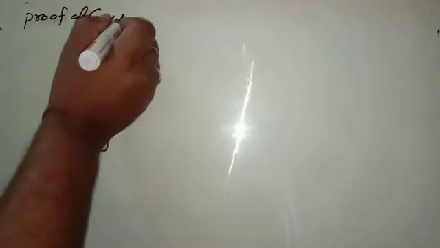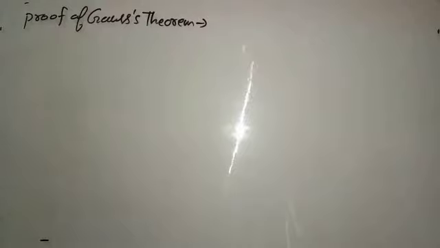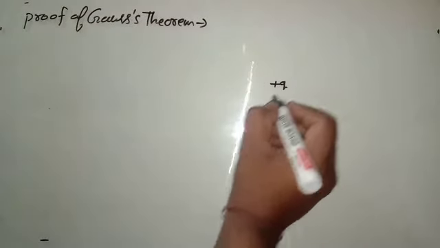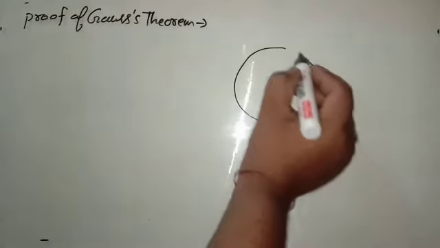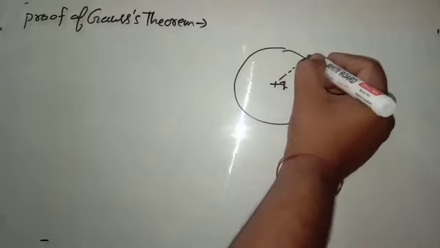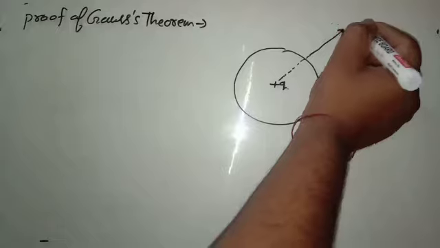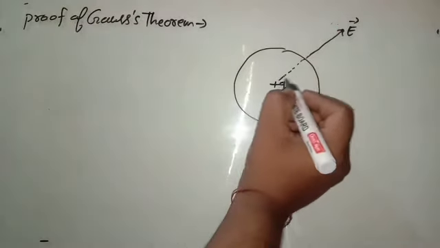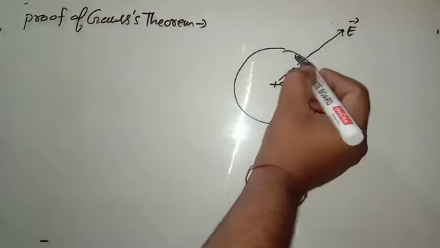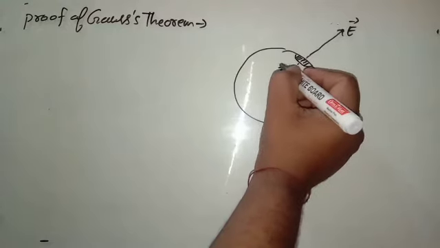now we will try to prove this Gauss theorem. So for the proof of Gauss theorem, first of all we will consider a charge plus q which is enclosed by a Gaussian surface, and due to this charge the electric flux is radially outward in this direction, and at the point P in this direction, it is indicated by electric field E. We will consider the position of a small area here, which has a small area ds and has the position vector r from the charge.